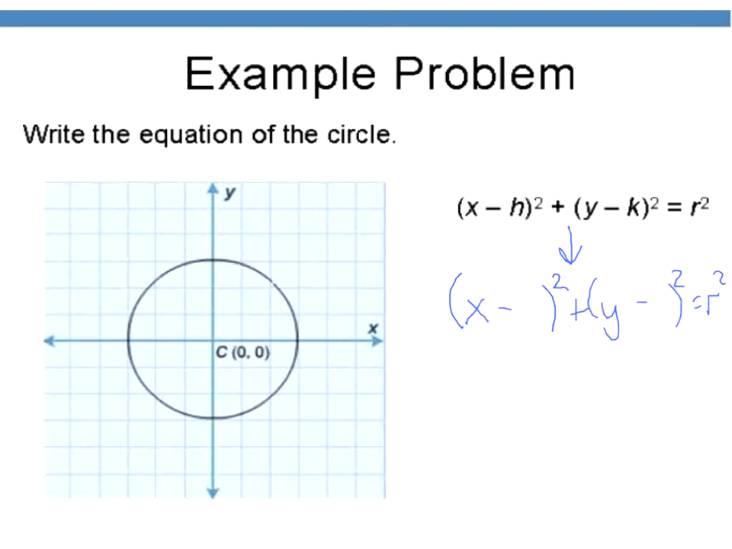Watch how easy it is. In place of h and k, I plug in the center point. So look at your picture. Where's your center? The origin. 0, 0. So what am I plugging in for h? 0. What am I plugging in for k? 0. So let's do that.